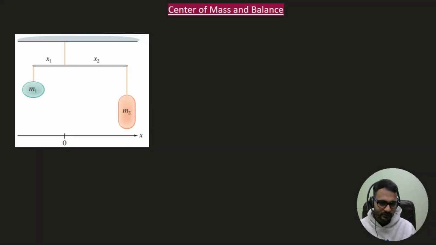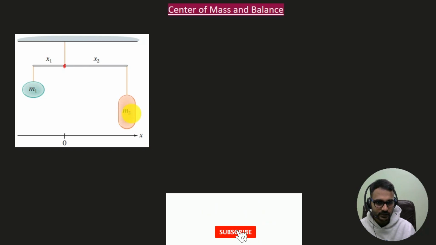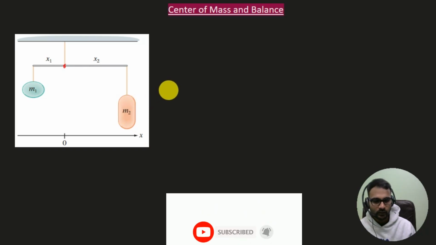So center of mass and balance. Consider that you are constructing a mobile. You took a thin rod and you make a knot by using thread at a distance x1 from this mass m1, and this rod is suspended here from this point. Now our task is to tell what should be the mass m2 so that the system is in equilibrium.